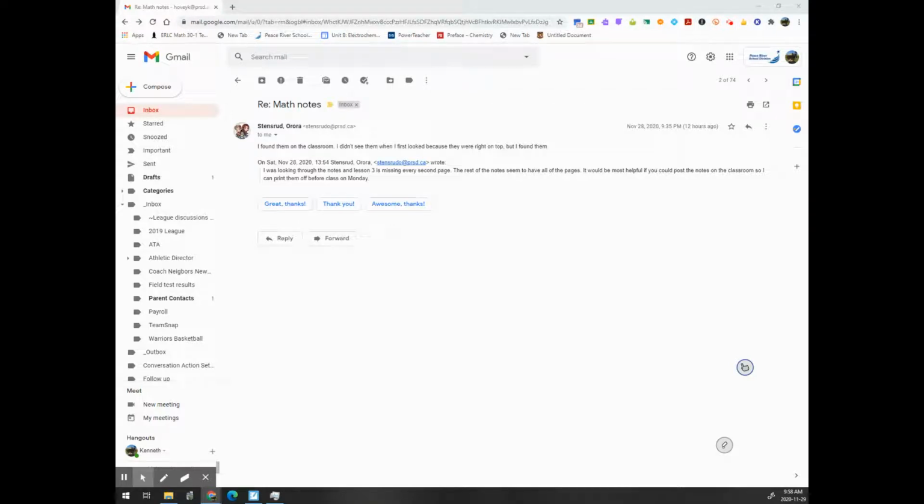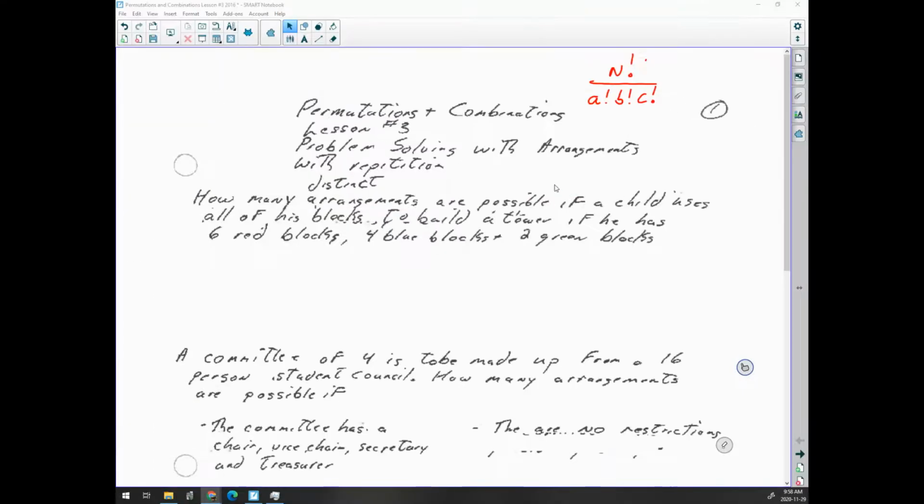Good morning. We are going to go to our third lesson in the counting or combinations and permutations unit. On Friday, we covered the idea of how to deal with arrangements if you had non-distinct items.